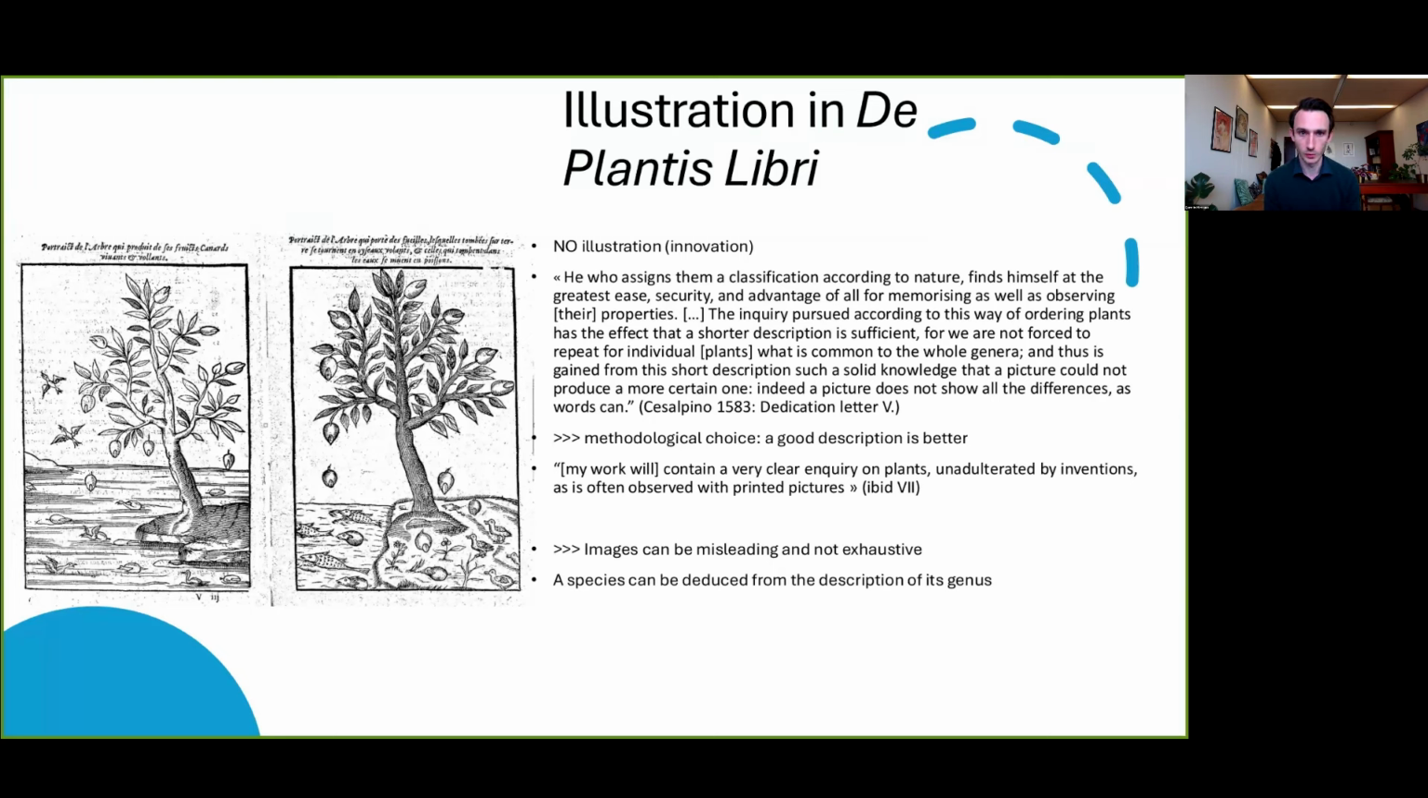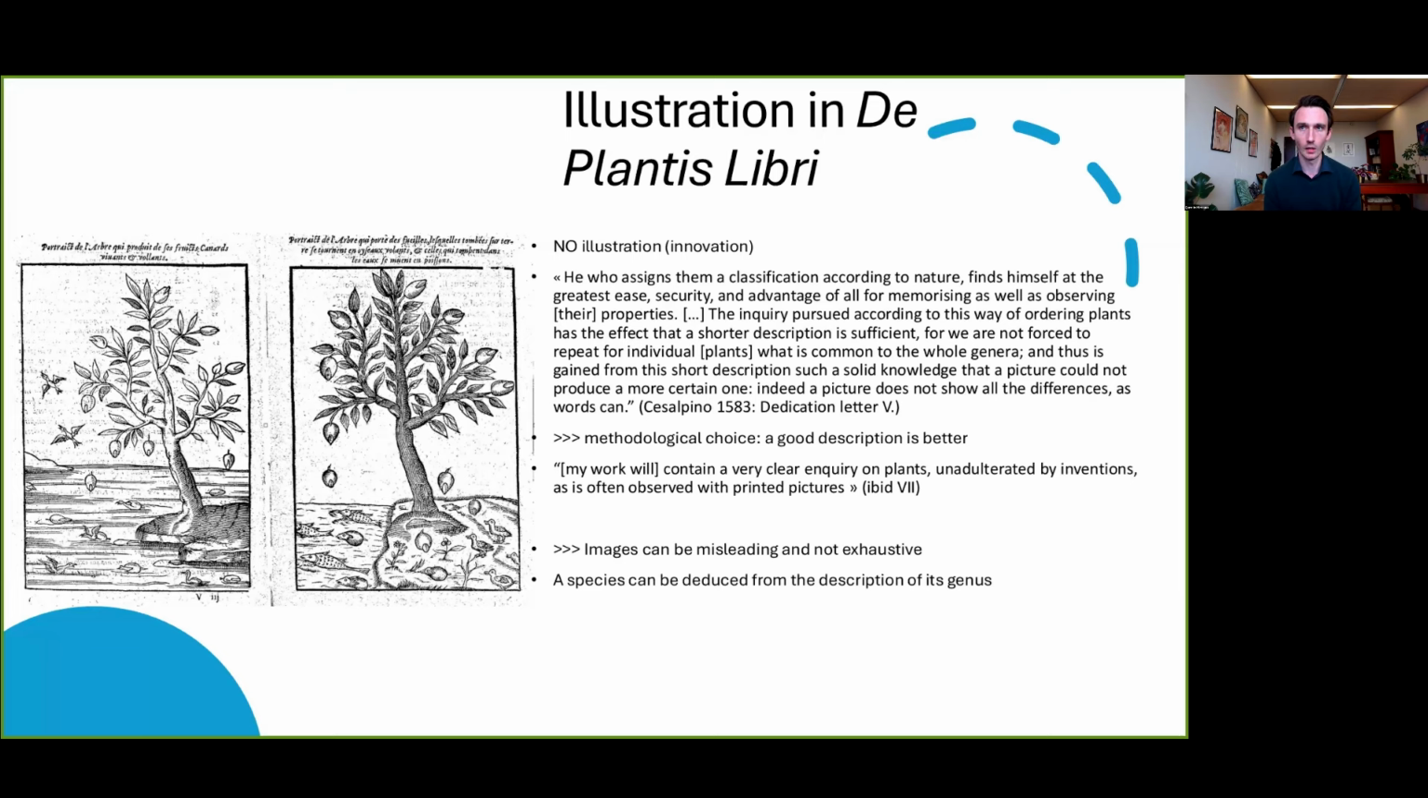So I quote him, "He who assigns them a classification, so of plants, according to nature, finds himself at the greatest ease, security and advantage of all for memorizing as well as observing their properties. The inquiry pursued according to this way of ordering plants has the effect that a shorter description is sufficient. So we are not forced to repeat for individual plants what is common to the whole genera. And thus is gained from this short description such a solid knowledge that a picture could not produce a more certain one. Indeed, a picture does not show all the differences as words can." So the idea clearly expressed here is that the descriptive methodology, the vocabulary and the attention to morphology deployed in the Plantis are supposed to be sufficient in order to better understand and classify plants.